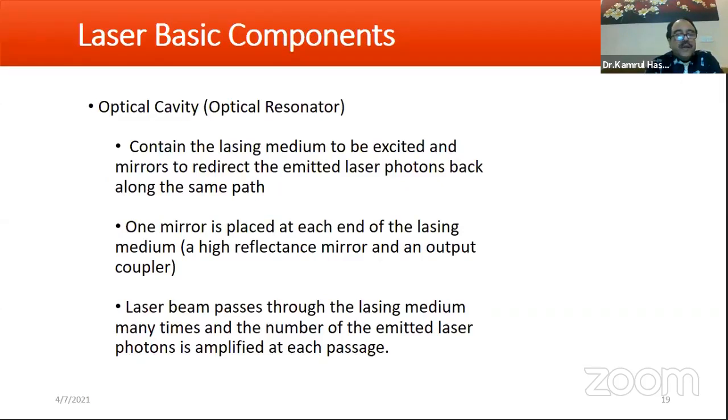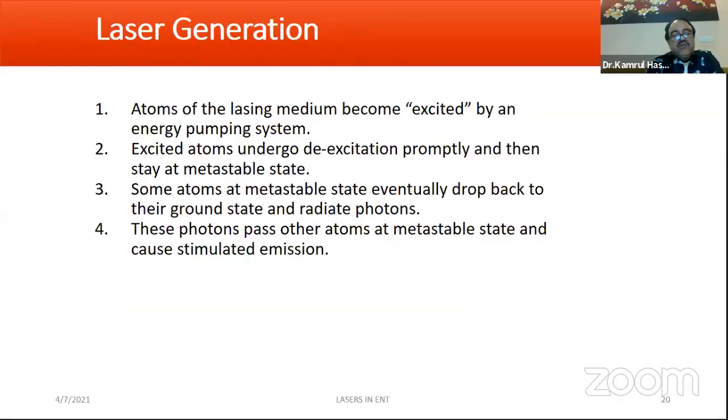The laser comes from an optical cavity, which contains a lasing medium to be excited, with mirrors to redirect the emitted laser photons back along the same path. You see, sunlight can be converted into a very convergent beam by a mirror. So for laser light, by optimizing the different mirrors placed at each end of the lasing medium, the laser beam passes through the lasing medium many times. The number of emitted laser photons is amplified, and at each passage, atoms of the lasing medium become excited by an energy pumping system. Excited atoms undergo de-excitation promptly and then stay at a metastable state.